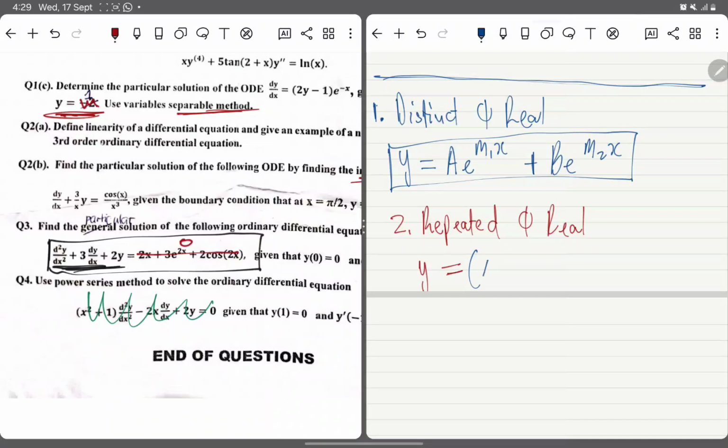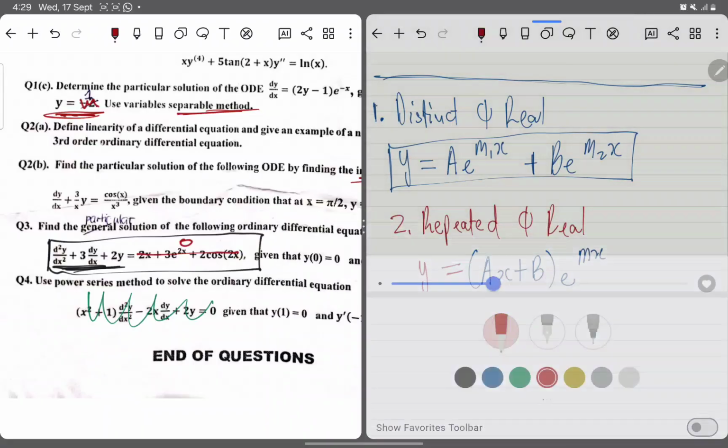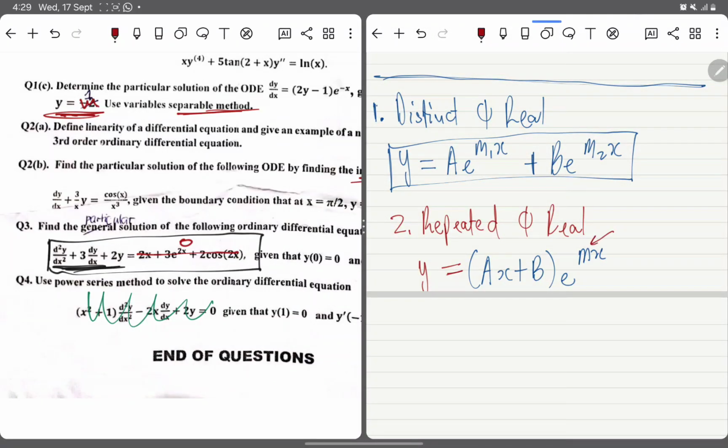You're going to have ax plus b inside your bracket, then outside you have e to the mx, because both of them will have the same m, right? So you're going to write your equation in this form, then you substitute m, because you would have found the m is going to be that same value, because it's going to be the same value twice. So you then look for a and b afterwards, using the conditions.